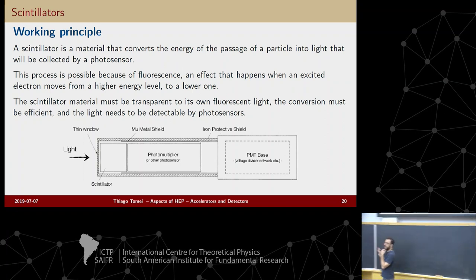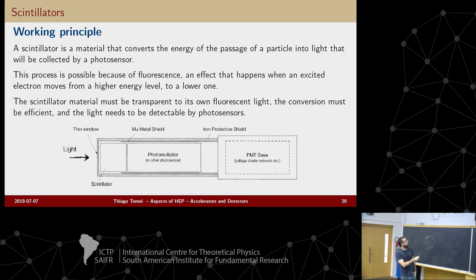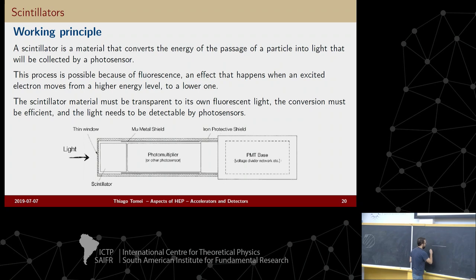What do you do with this electric pulse? We will see later. How come this happens? It's as simple as this. The particle interacts with the material, the electron jumps to this level, then goes back and gives you a photon. There's nothing different from that.